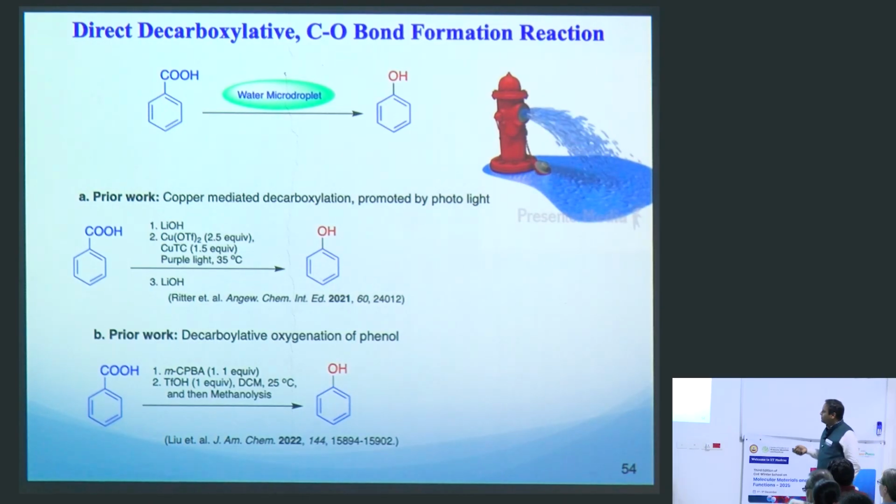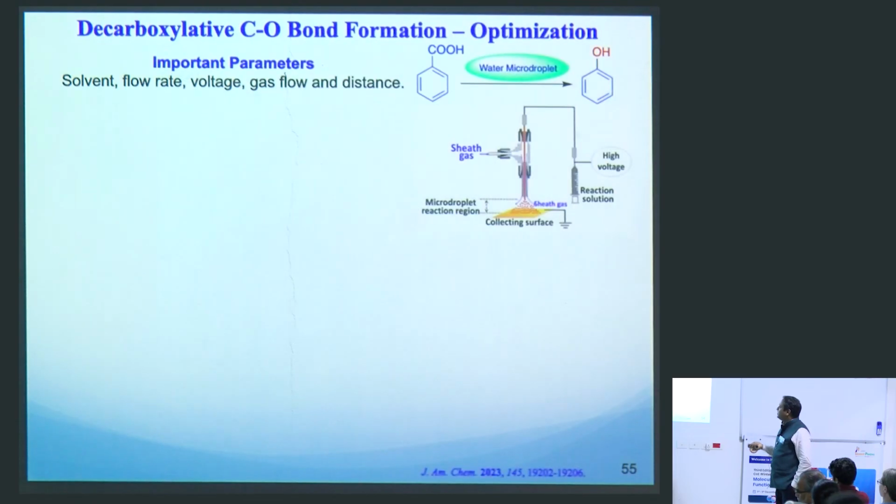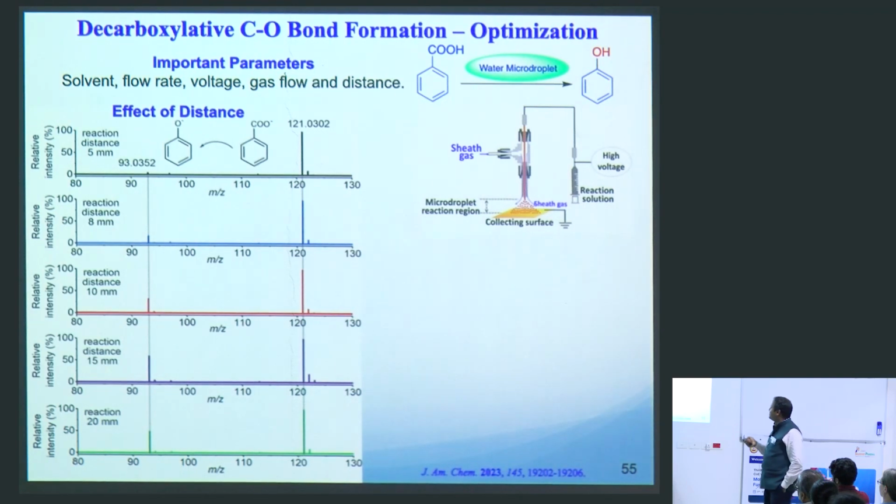But if you look, both methods require multiple steps or require metal reagents. But what we have done, we have taken the benzoic acid in a syringe, mixed with water, no metal, no multiple steps, single step, we are able to obtain the phenol in larger quantity. For that we have screened various temperatures, flow rates, solvents, voltage, all the things.